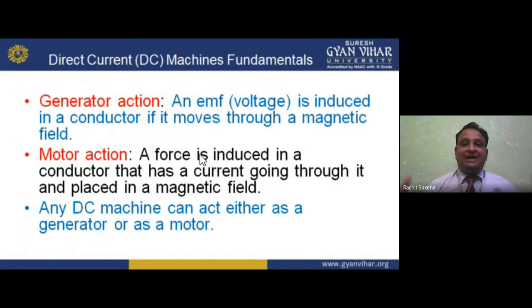Now, direct current DC machine fundamentals. My dear students, I earlier told you that DC machines are basically categorized into two parts. One converts electrical power into mechanical power, and that is known as a motor. The other is the vice versa, the reciprocal of it, converting mechanical power into electrical power, and that is the generator. So a motor takes electrical power as input and gives mechanical power as output, and a generator takes mechanical power as input and gives electrical power as output.